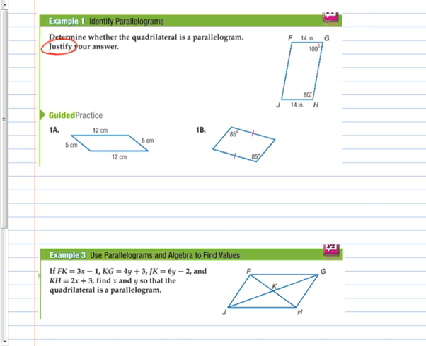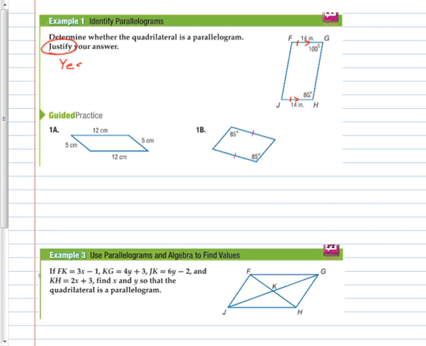Parallel lines. That's it. I know that these are parallel because my consecutive interior angles are supplementary. That means these lines are parallel. There's fact number one that I need. What's my next thing, Evelyn? Oh, I was pointing at the right thing, but what else do I know? Anybody? They're congruent. They're both 14. They're both 14. Therefore, is that a parallelogram?